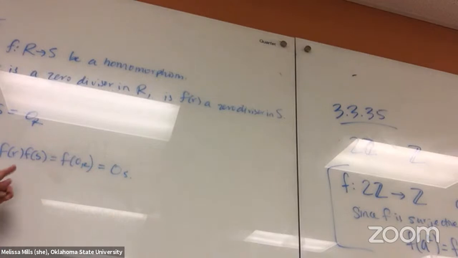But what you don't know is, to be a zero divisor, they have to be non-zero themselves, right? And so is it guaranteed that each of these guys is non-zero? That's what we don't know. Do you see where it breaks down here? So that's the issue. So we can come up with a counterexample.